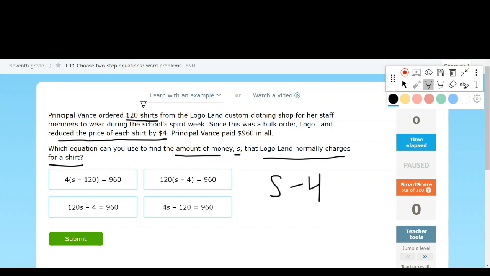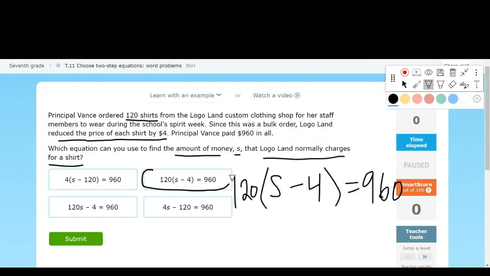And we know that Principal Vance ordered 120 of the shirts, so we would multiply the quantity of s minus 4 by 120 and set that equal to the amount that she paid, which is $960. It would be this option here. Let's talk about why the other answer choices don't make sense.